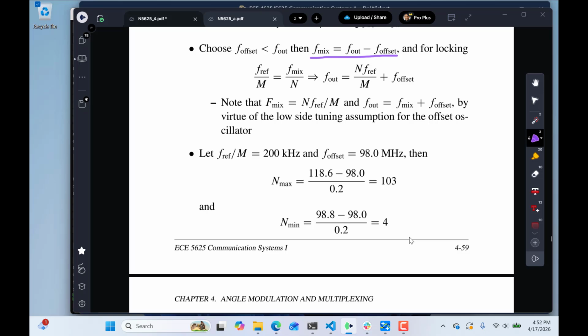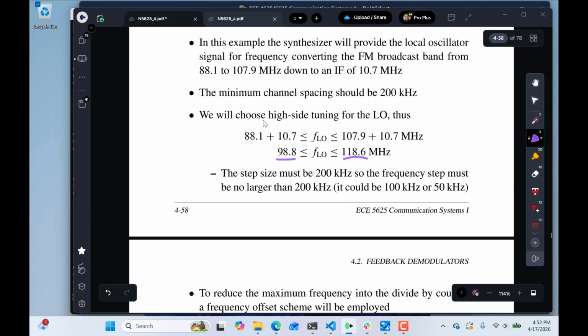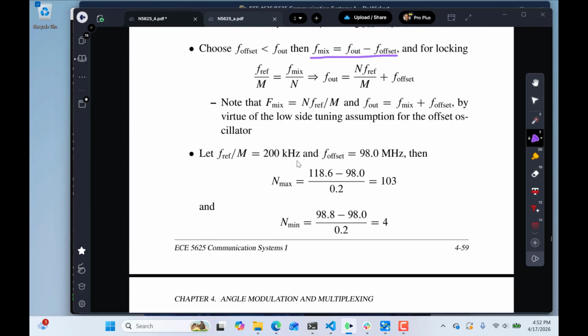So we've got FREF over M being 200 kilohertz. That's in the denominator now as 0.2 megahertz. And then we want to solve for the maximum and minimum integer divide values for our divider, and this equation does that for us because we're going to put in, from up here, 118.6 for the upper range and 98.8 for the lower range of the LO. Subtract 98, divide by 0.2, so that's a divide integer of 103 to produce the highest frequency, and then when we use the low end, we will get a divide ratio of 4.